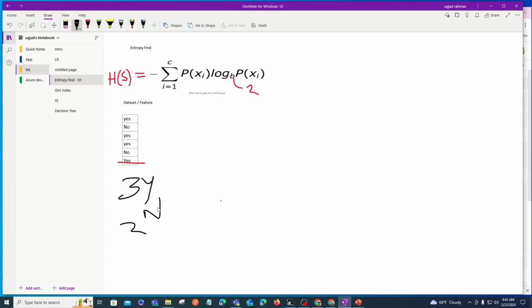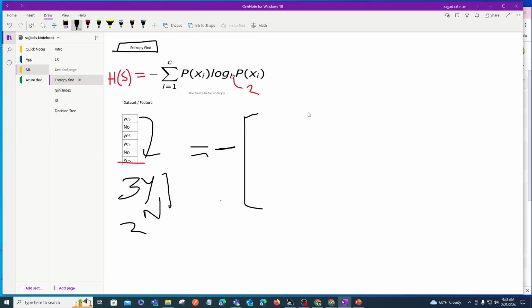So how do I calculate randomness with the help of entropy? As we already know, entropy is the measure of randomness. So this is our formula, and we are trying to insert values into it. First of all, we have a minus sign and this summation from i to 1. That means we have two classes, so i will be maximum 2.